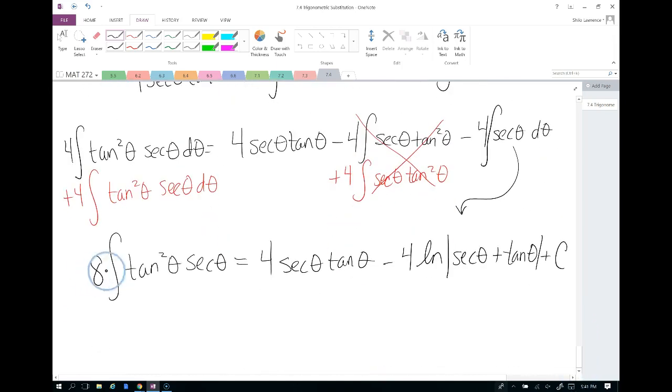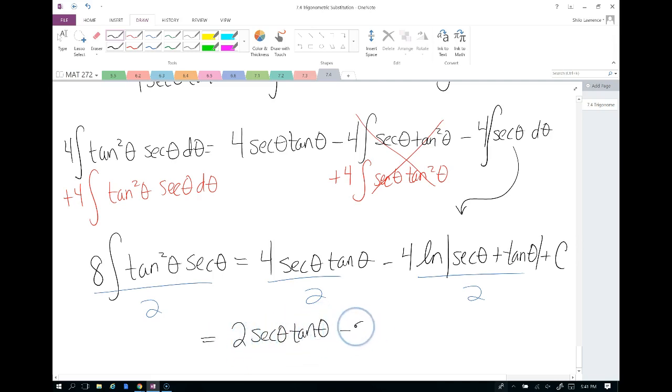I've got the answer for 8 tan squared secant, so that's double what I want my answer to be. I want to know what just 4 of them is. It's telling me what 8 of them is equal to. So I need to go ahead and divide everything by 2. And then it will give me an answer for what 4 tan squared secant theta is. It is 2 secant theta tangent theta minus 2 natural log absolute value secant theta plus tangent theta.